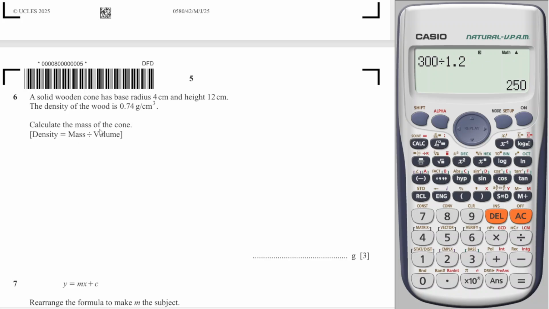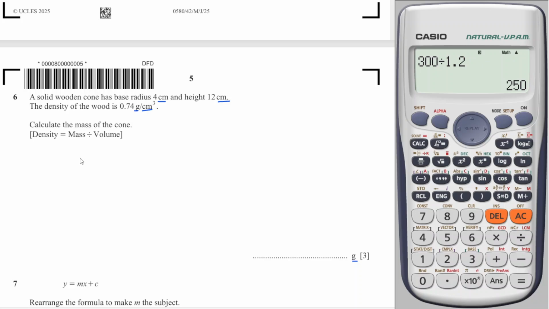When you see this kind of question, you need to check whether all the units are similar. The radius and the height are in centimeters, and the density has centimeter cubed. So no problem. The density mass they mentioned is in grams, and we are expecting our answer in grams. So no need to worry, all the things are in our required unit.